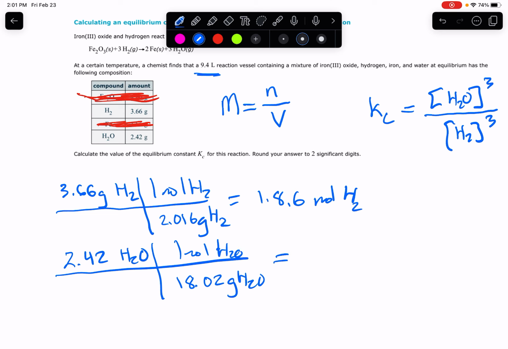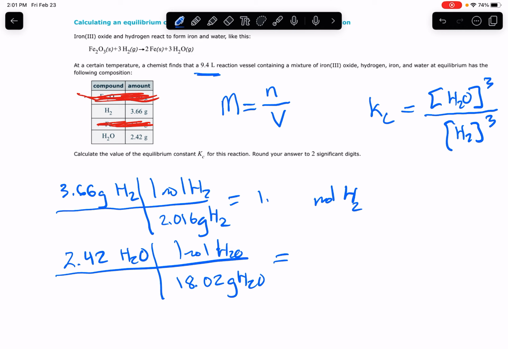And when I do the math on this one, I don't know why it looks like I have an extra decimal in there. I'm going to change that, 1.886. And over here, we're going to end up with 0.134, and I'm not going to go any deeper because I only had 3 significant figures here, but 0.134 moles of H2O.